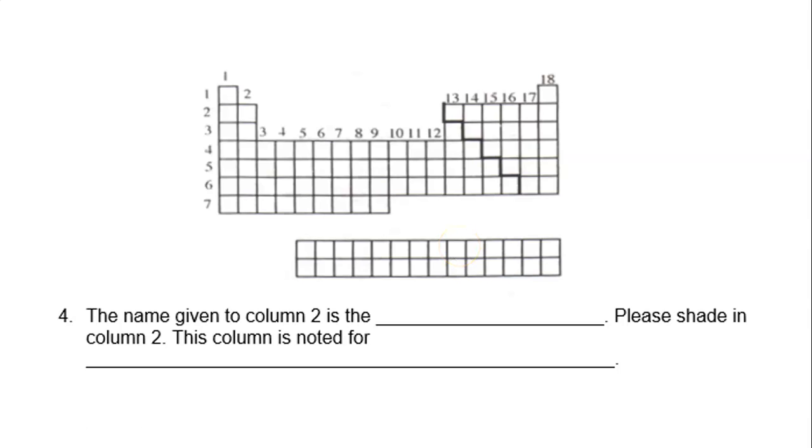The name given to column 2, or group 2, is the alkaline earths, or alkaline earth metals. Those are these chemicals here, including beryllium, magnesium, calcium, strontium, barium, and radium. Now, these are also known to be reactive, but not nearly as reactive as the metals in group 1.